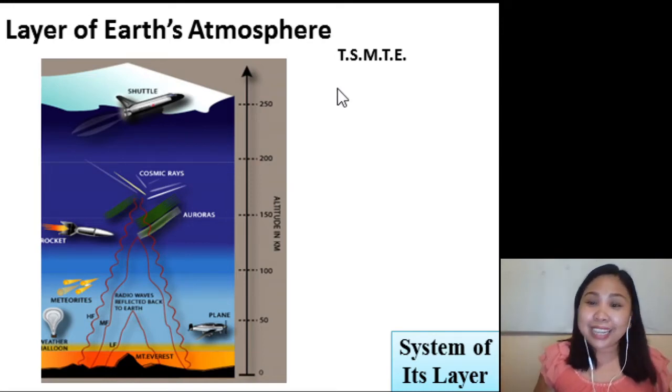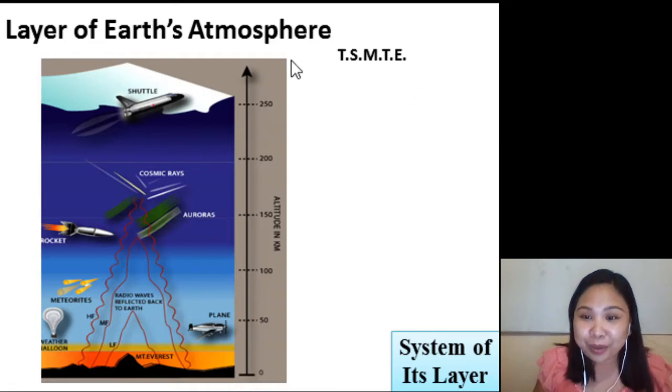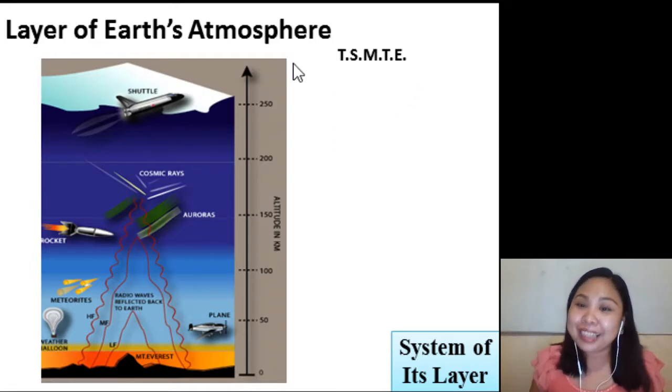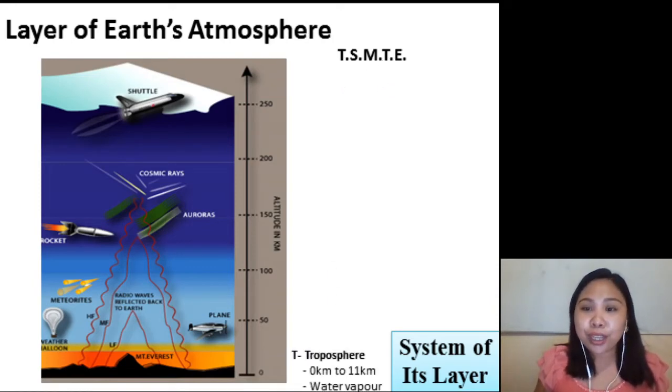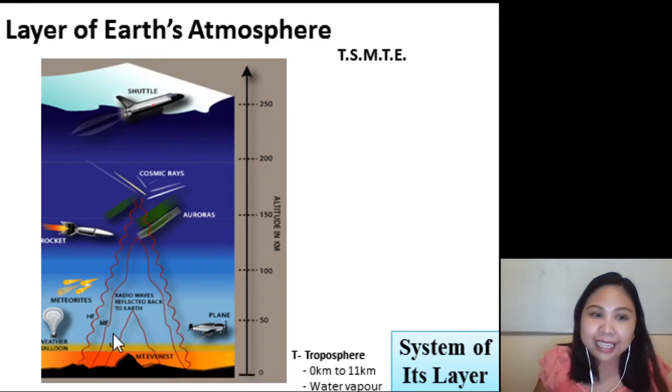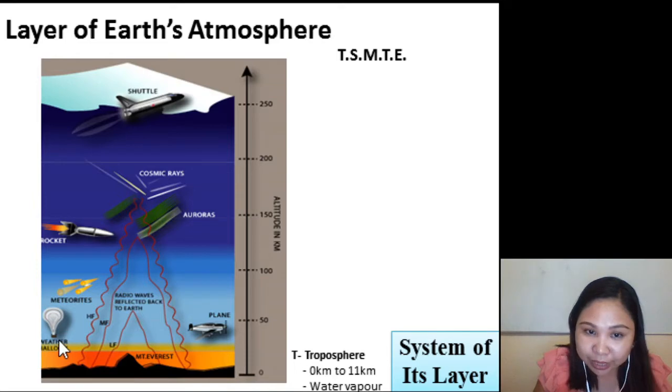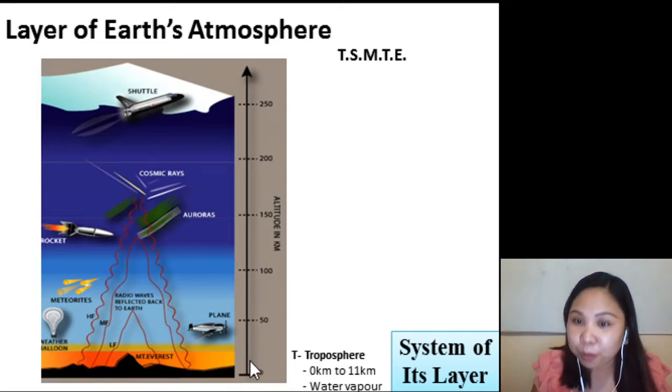Kidding aside, this mnemonic will give you the different layers of the atmosphere, so don't forget it. T stands for troposphere. It extends from the ground we stand on up to 11 kilometers. Nakikita nyo tong part na to, this is our troposphere.